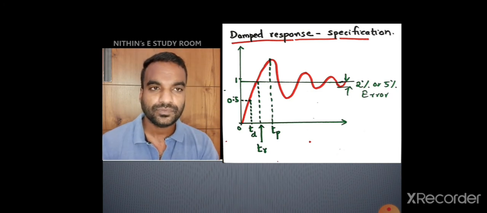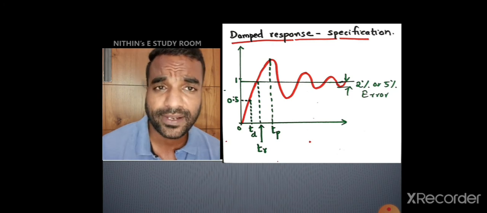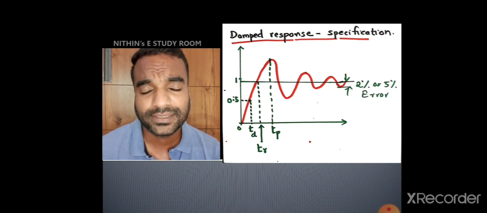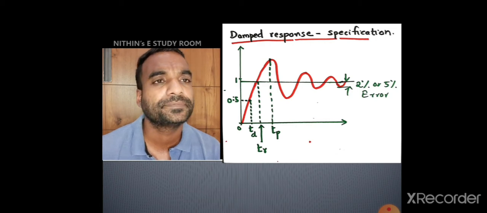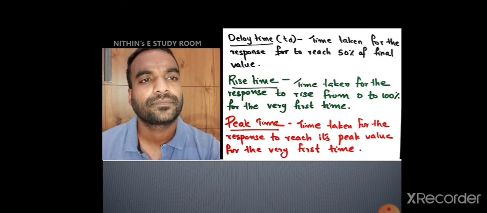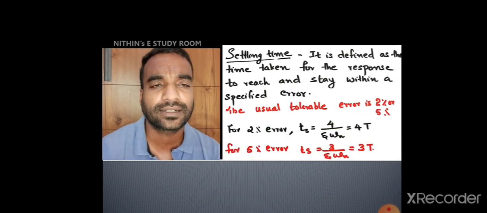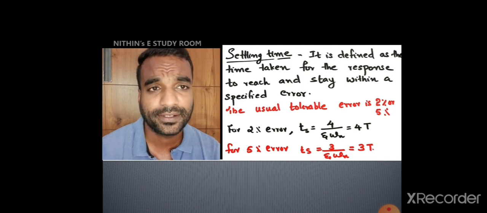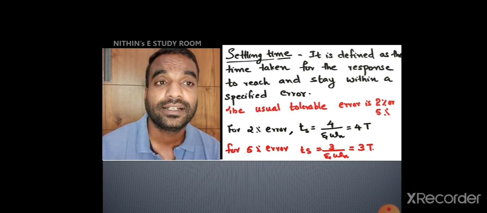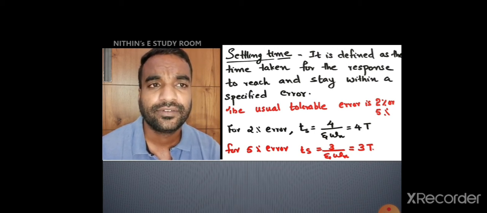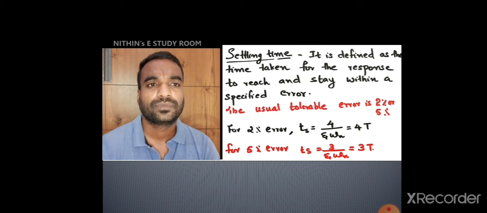Okay, so error is nothing but the final value minus the response. That equation we have to learn by heart. For 2% error, Ts is equal to 4 by eta omega n. For 5% error, Ts is equal to 3 by eta omega n. Now you can see which is the higher value.